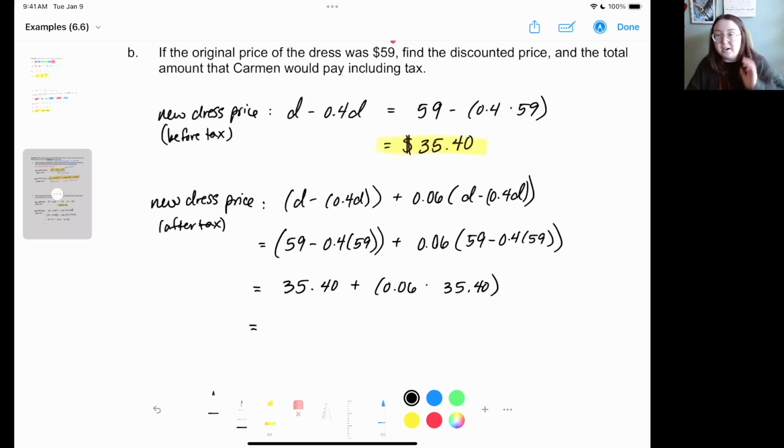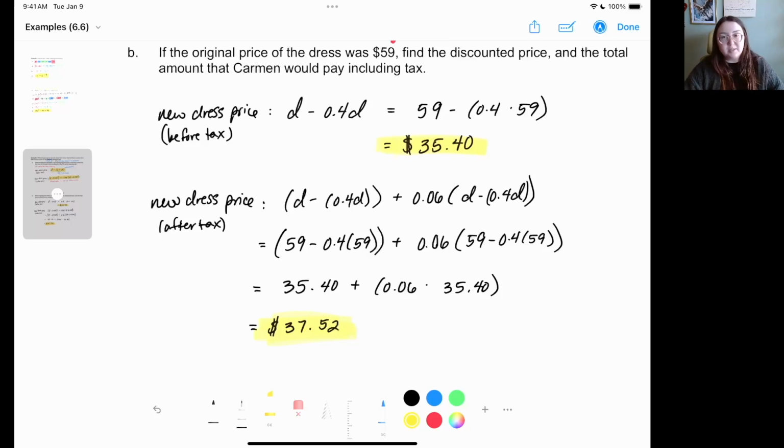And so we can use a calculator to do this one, and this would end up giving us 37.52. We should always round to have 2 decimal places. So if you don't quite have 2 decimal places, then you'll add zeros to get to 2 decimal places. If you have more than 2 decimal places, you will round to 2 decimal places. And then once again, this was in dollars. So the price of the dress, including tax, would be $37.52.